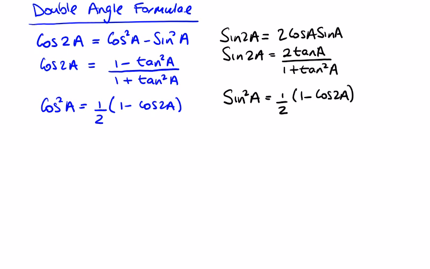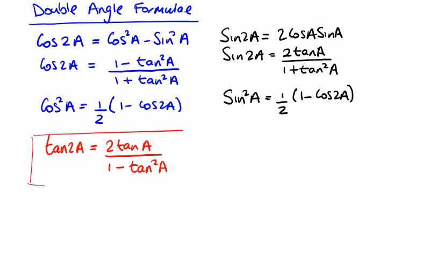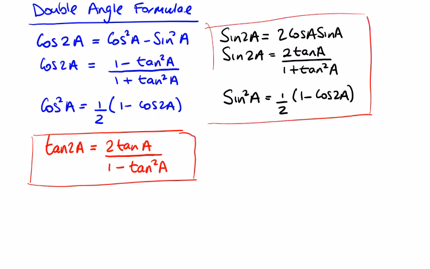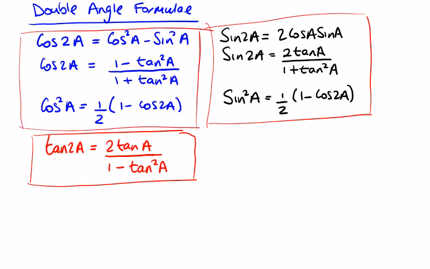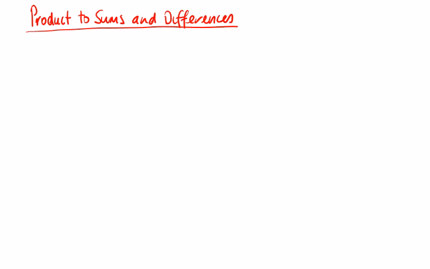We also have one double angle formula for tan. Tan 2A is equal to 2 tan A over 1 minus tan squared A. So take these down into your copies. Be aware of them. Don't try and learn them off, but just be aware of how they look and how they can be simplified. And we'll move on to the next part.